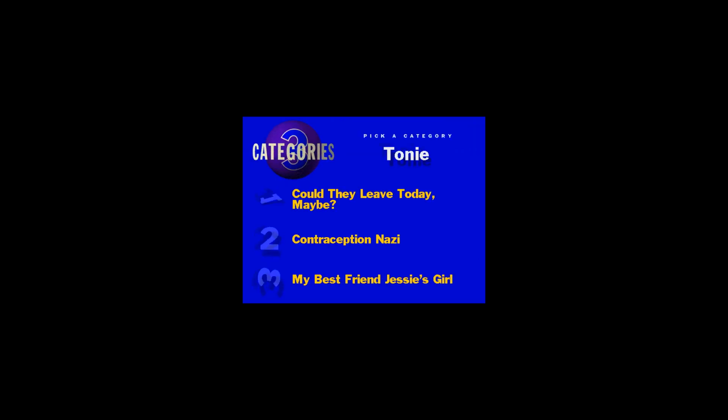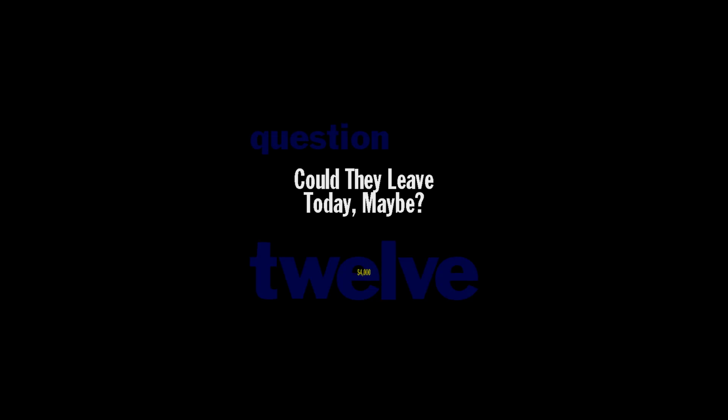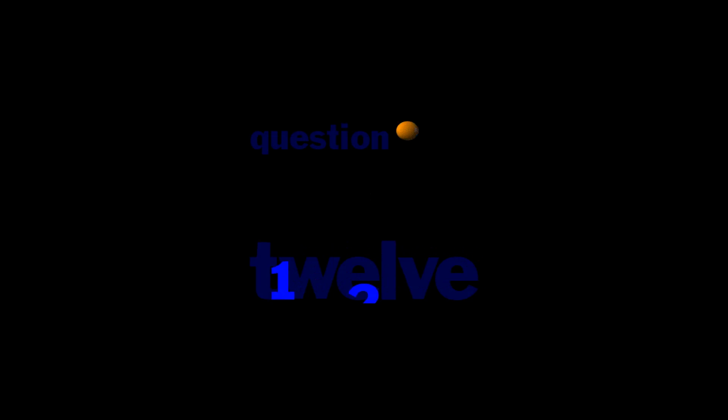All right, I need a category. Well, well, well, let's delve into question 12. This category is known as, could they leave today, maybe? I'll give you 4,000 clams for this bad boy. Heads up, here it comes. If the Spice Girls are exiled to the Spice Islands, where will they be living?